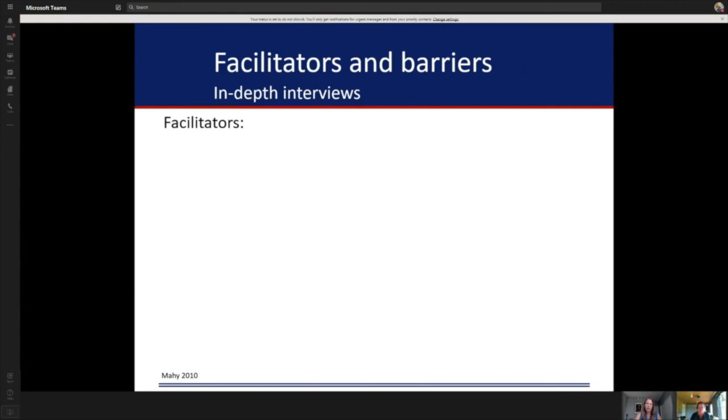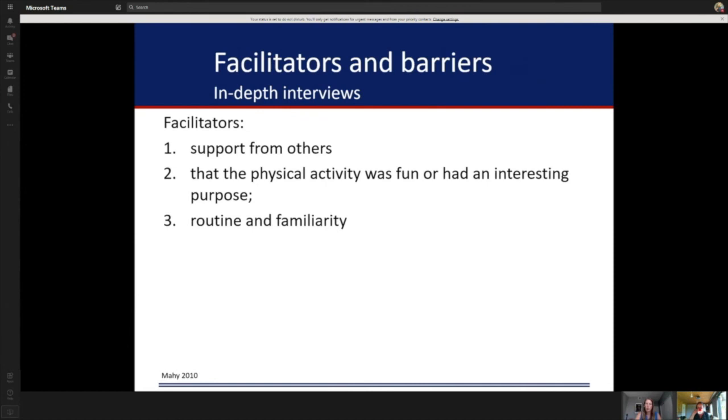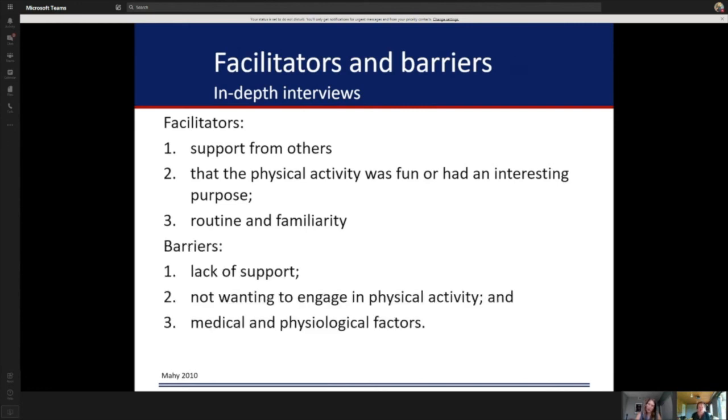So just in brief, and I'll go over those in more detail in the following slides, the facilitators are support from others, physical activity being fun or having an interesting purpose, and routine and familiarity. And the barriers could be lack of support, not wanting to engage in physical activity, and medical and physiological factors. So they performed in-depth interviews with support people or staff, with parents, and with individuals with Down syndrome themselves. And they really did a nice job in compiling all that information into a framework.